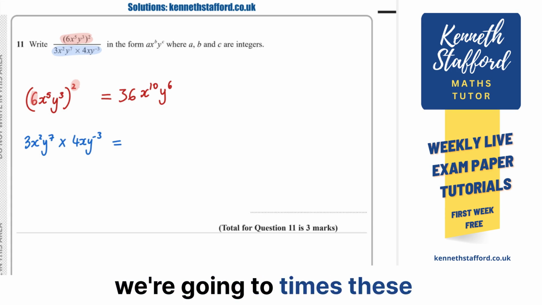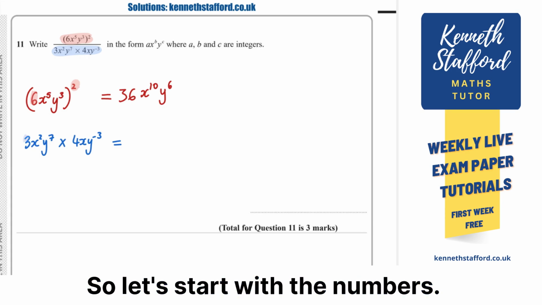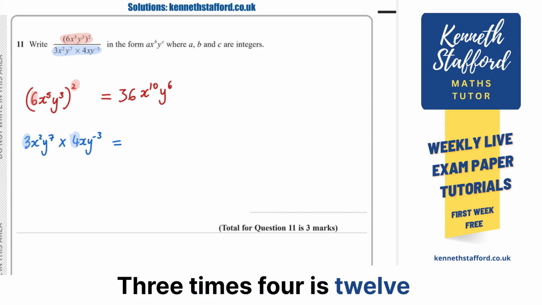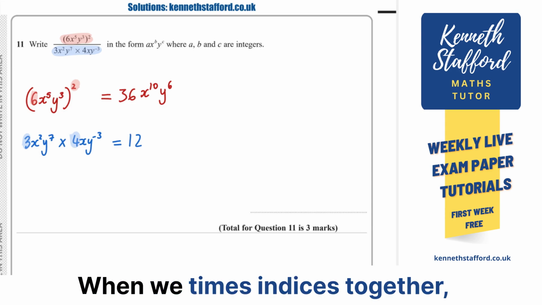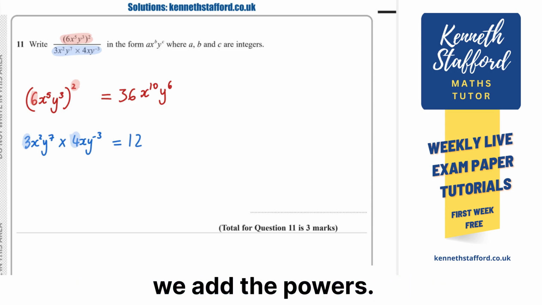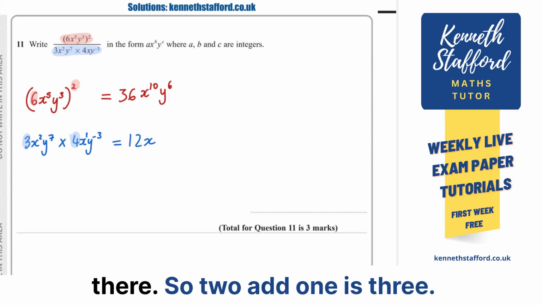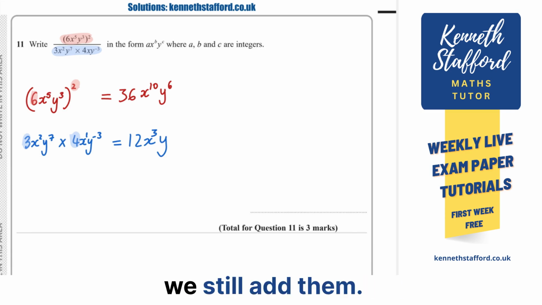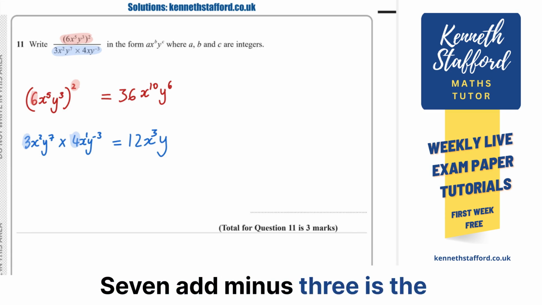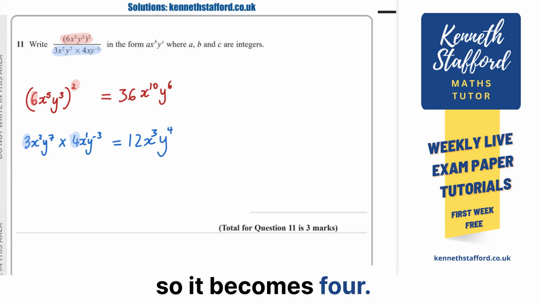On the bottom, we're going to times these two expressions together. So let's start with the numbers. 3 times 4 is 12. And we're going to add the powers. When we times indices together, we add the powers. It's worth remembering there's a hidden 1 there. So 2 add 1 is 3, so we get x cubed. And when we multiply the y's together, we still add them. 7 add minus 3 is the same as 7 take away 3, so it becomes 4.